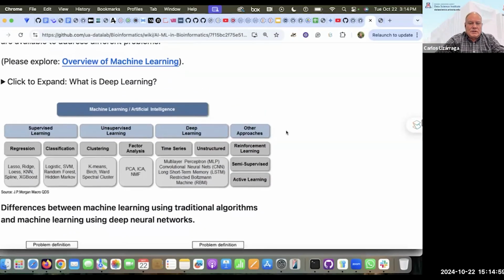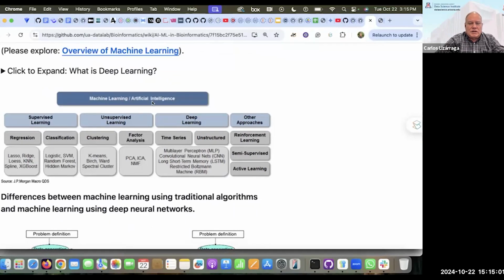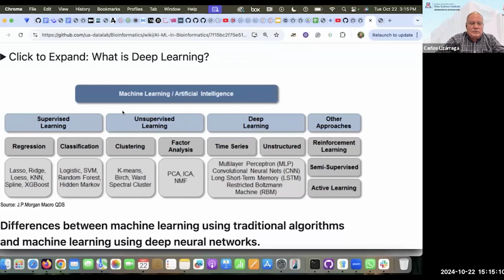So in general, when we talk about machine learning or artificial intelligence, we will try to classify things into 2 categories: the classical machine learning, which is supervised learning and unsupervised learning. And then these are the types of tasks.